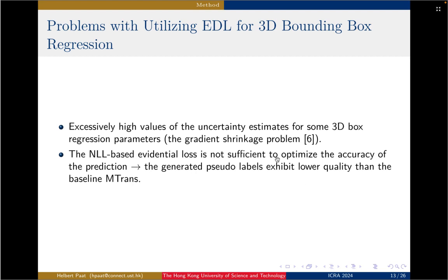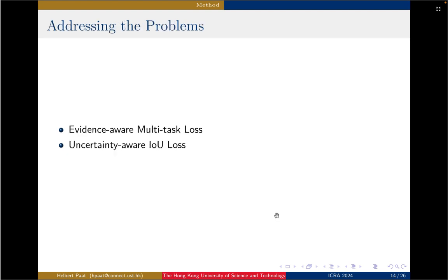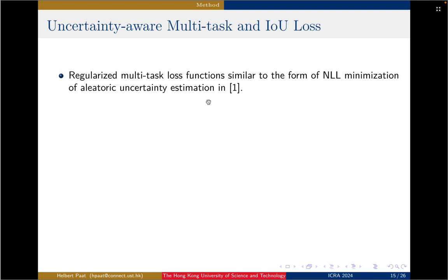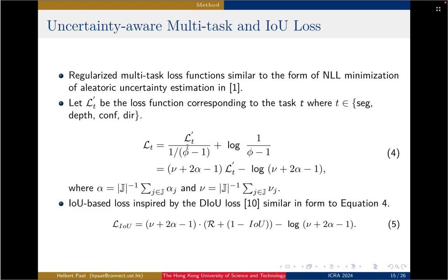Empirical results also demonstrate that an IOU-based loss is better than the evidential loss because the latter treats each 3D box parameter independently. So to address these problems, we propose the following losses: the evidence-aware multitask loss and the IOU loss. The main insight with the multitask loss is that the model's predicted evidence is inversely related to the losses for the multiple tasks, effectively serving as an evidence regularizer. The second regularization term here is the uncertainty regularization term, which prevents the network from predicting infinite uncertainty and therefore zero loss for all the data points.